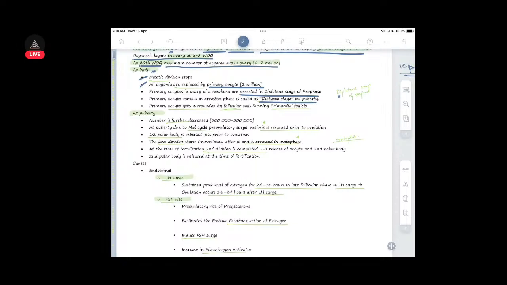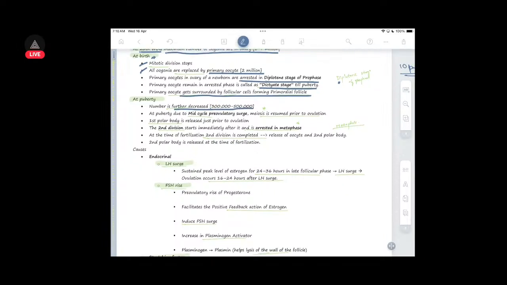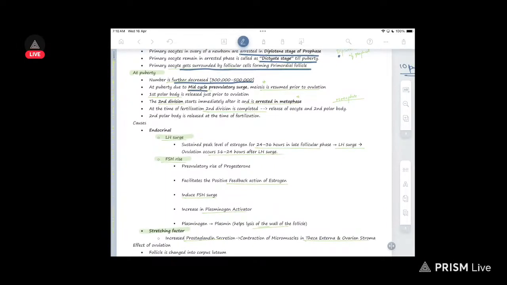It gets surrounded by follicle, forming the primordial follicle. At puberty, the number is further decreased. At puberty, due to the mid-cycle pre-ovulatory surge, meiosis is resumed prior to ovulation. The first polar body is released just prior to ovulation. The second division starts immediately after it, and it is arrested in metaphase. At the time of fertilization, the second division is completed. There is release of the oocyte and the second polar body.